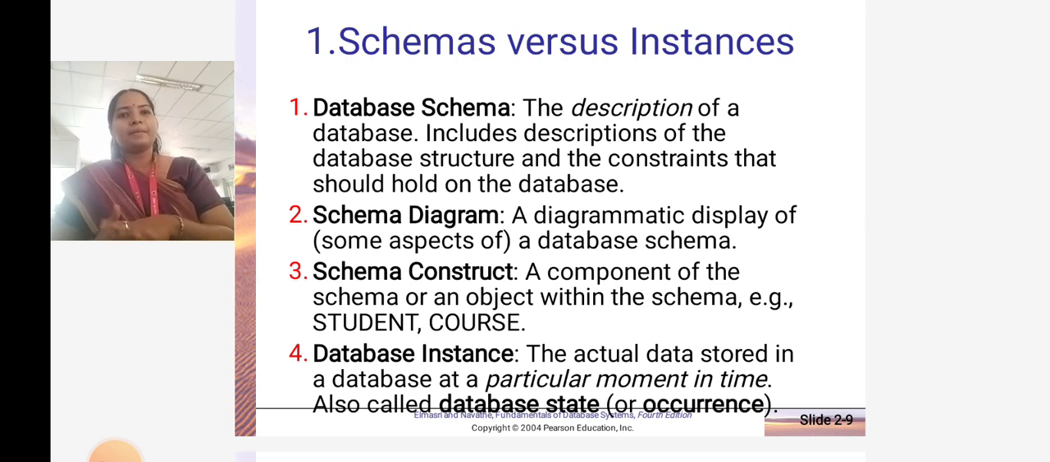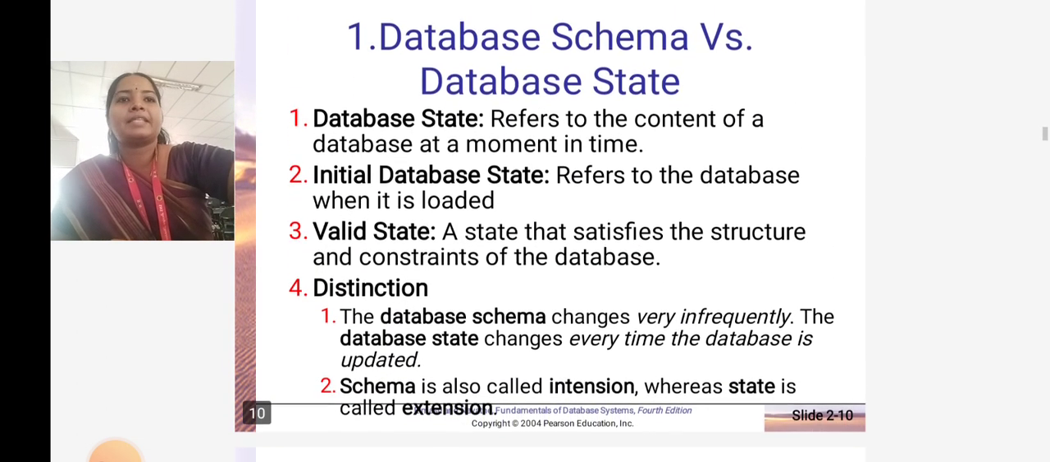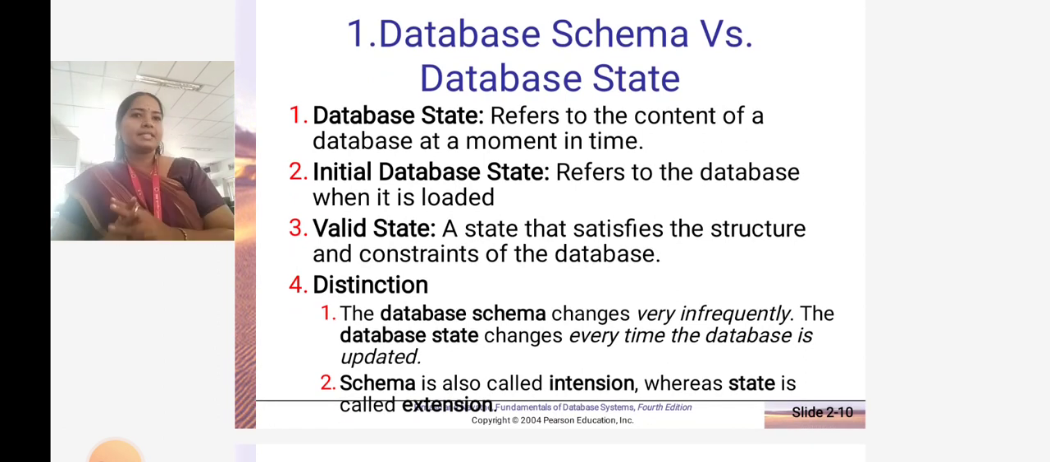So what is a database instance? The actual data stored in the database at a particular moment is called a database instance, also called database state or an occurrence. Now, database schema versus database state. Database state refers to the content of a database at a moment of time, that is, an instant structure of a table. After each and every manipulation or update of data, there will be an instant. That is known as the database instance state.